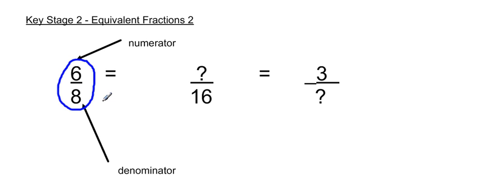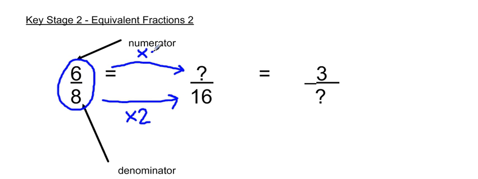So we've been given something over 16. So we look at our denominator and say, what have we got to do to the 8 to turn it into 16? We've got to multiply the 8 by 2. And the golden rule when you're doing equivalent fractions is whatever you do to the bottom, you've got to do to the top. And whatever you do to the top, you've got to do to the bottom.